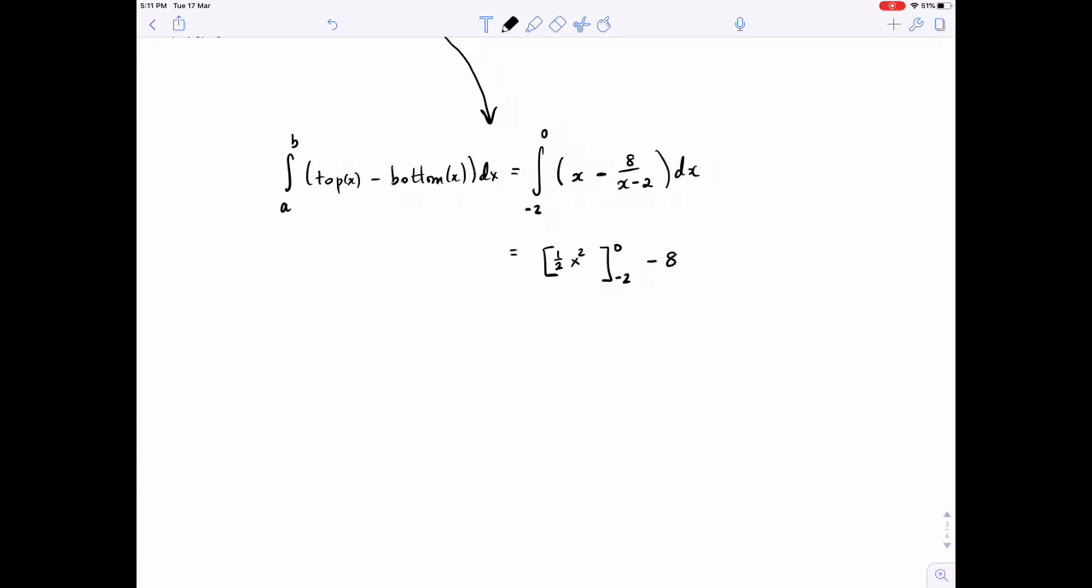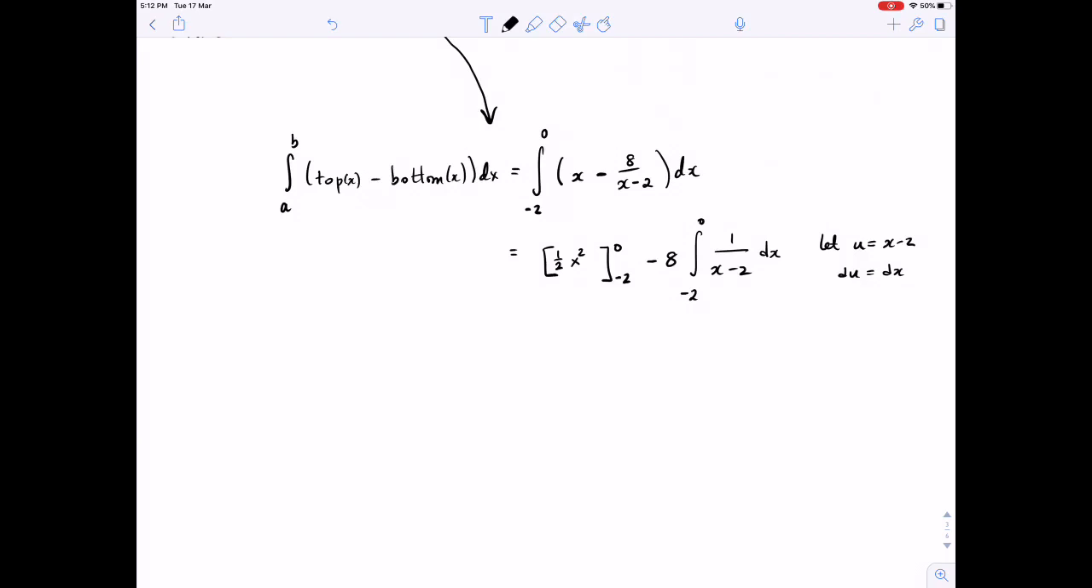The second one is a substitution that we might be able to do in our heads, but let's write it down. So the second one is going to be, I pulled out the 8, so we're going to need to substitute x minus 2. So let's do that on the side here. So we're going to let u equal x minus 2. Du then is going to be dx.